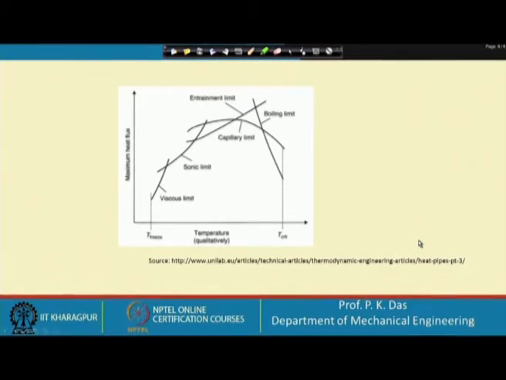With this we move to an important topic, but unfortunately time is short, so today I will not be able to tell this. Let me only say, since I have introduced this slide, what we want to do here. We want to see what the working range of a heat pipe is. There are different limiting phenomena, and with these limiting phenomena we want to see the working range of the heat pipe, and that we will do in the next class.